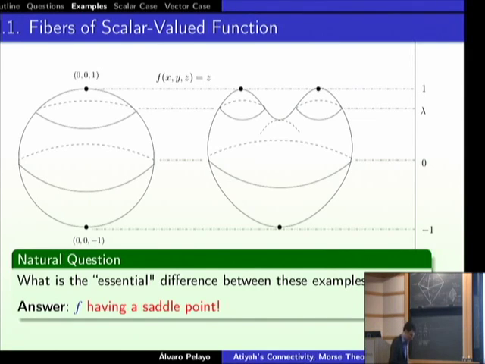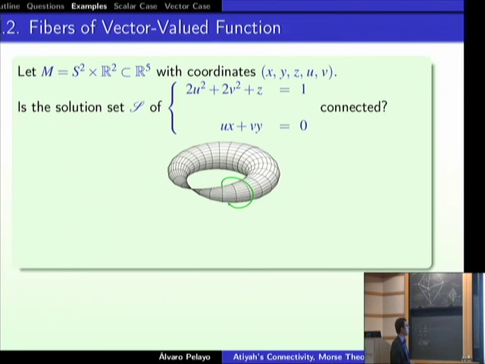So this is going to matter very much whether our function has a saddle point or not for the connectivity of the fibers. So let's explore now this question in the case that the target space is not one-dimensional. So in the case that the target space is R2. OK. I can formulate the question for this example as follows.